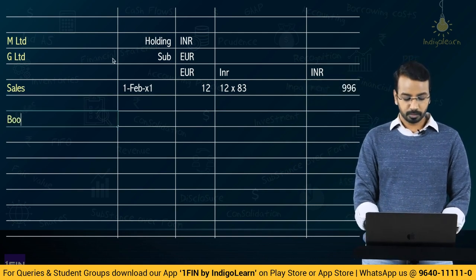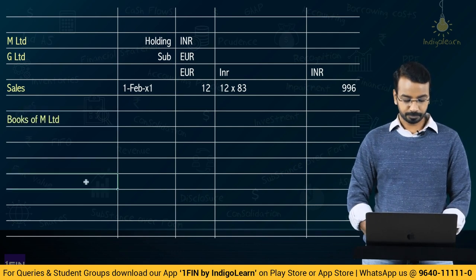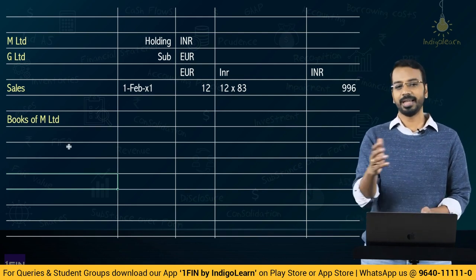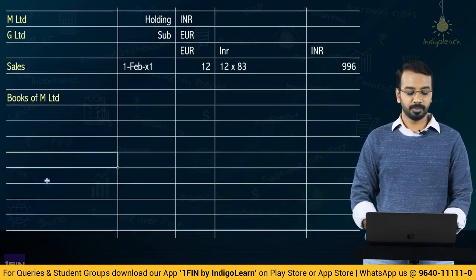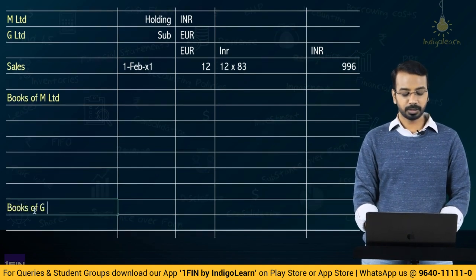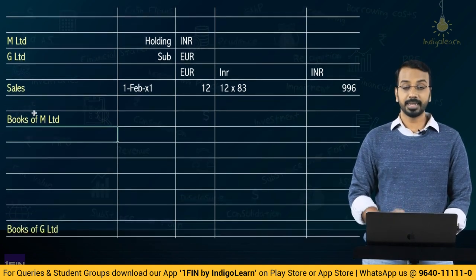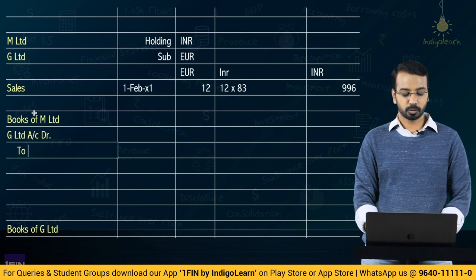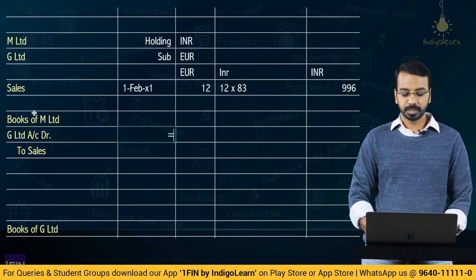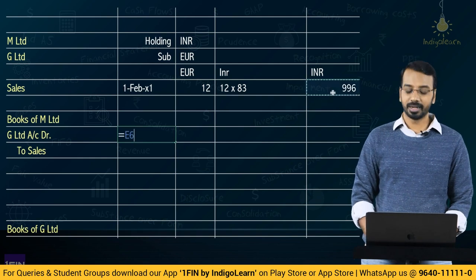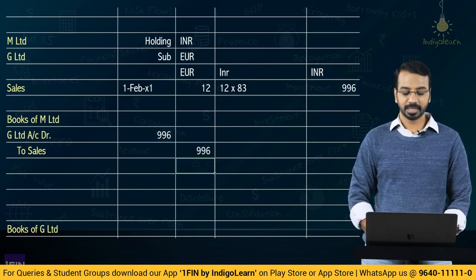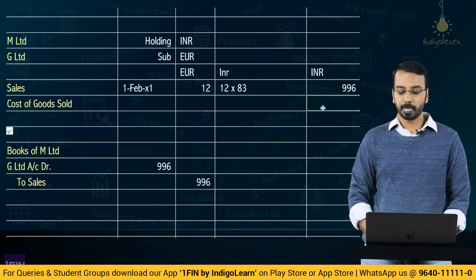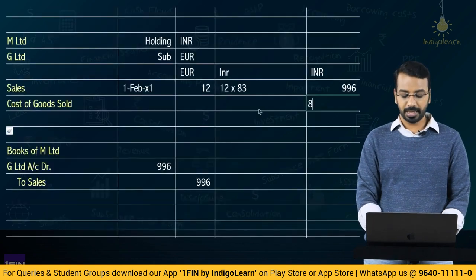Now books of M Limited. You can leave some space, or you can actually do it on the next page so that the workings are on a single page and the journal entries are on the next page. Books of M Limited and books of G Limited. Books of M Limited, sales. So G Limited account debit to sales at what value? 996 lakhs. Now one more thing friends, here cost of goods sold in INR terms is given to be how much? 830 lakhs.